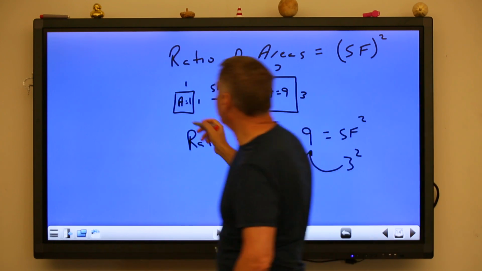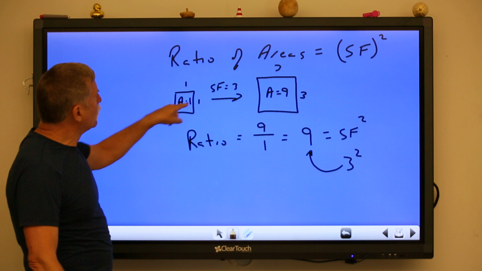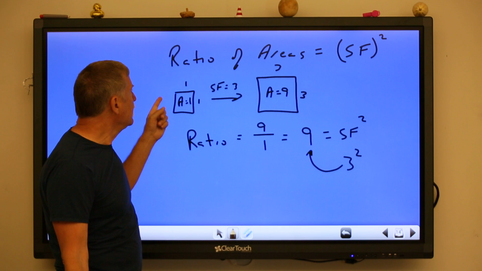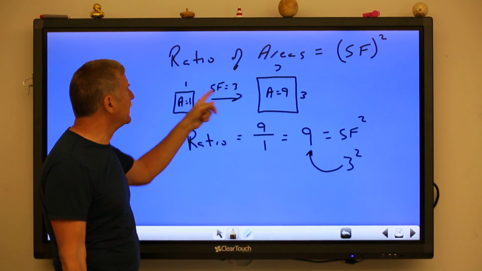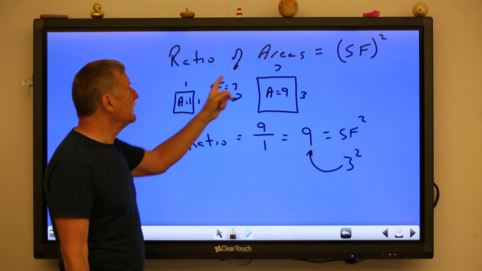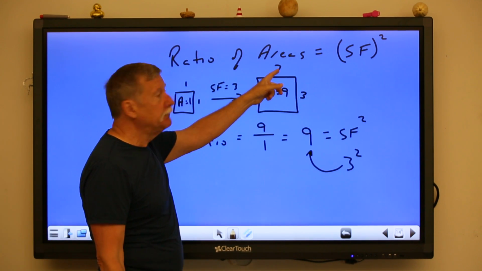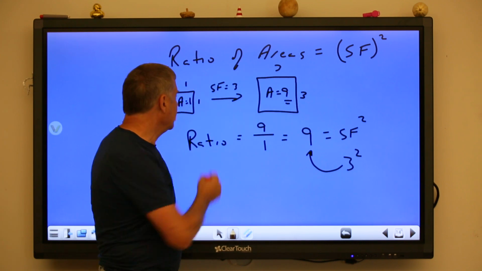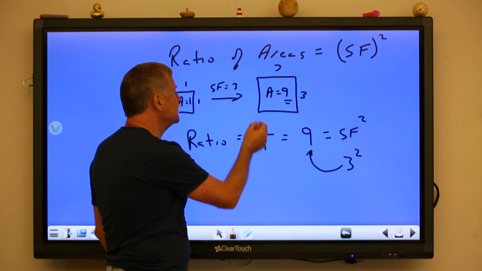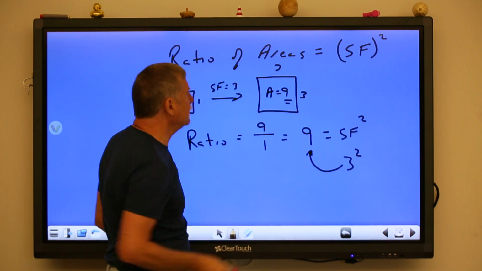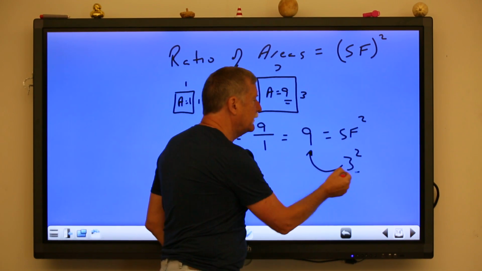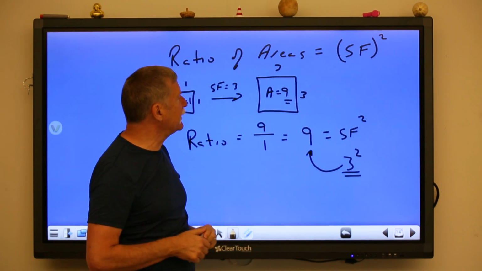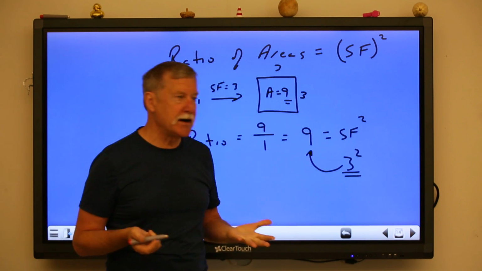What does that look like? Well, if I have my 1 by 1 square, it has an area of 1. Length times width, 1. And I increase this by a scale factor of 3, my dimensions went up times 3, but notice that the area now, 3 times 3, is 9, and the ratio is 9 to 1, which happens to be the scale factor squared. And so we talk about the ratio of the areas as the scale factor squared.